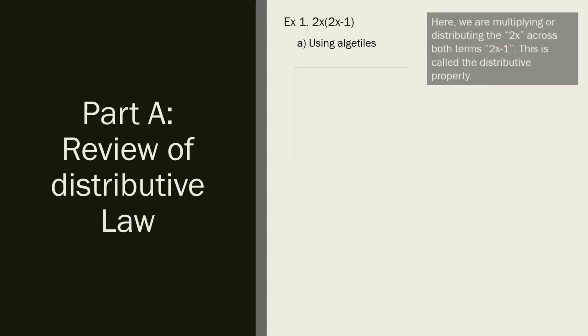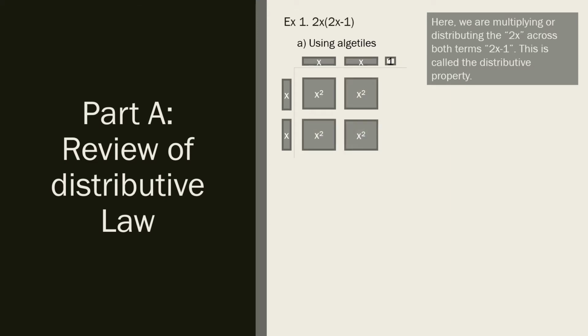Here we are multiplying or distributing the 2x across both terms 2x minus 1. This is called the distributive property. We'll place 2x on the side and 2x minus 1 on the top. Now we will multiply. There are 2 x's on the top and 2 on the sides. Since 2 times 2 equals 4 and x times x equals x squared, the answer would be 4x squared.